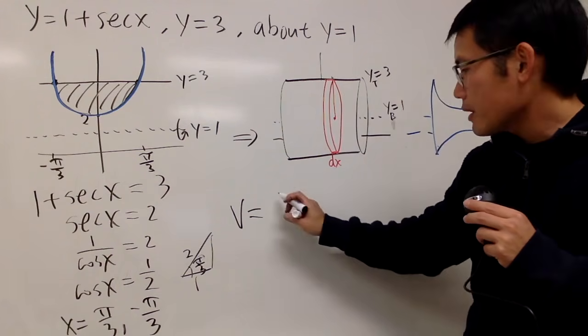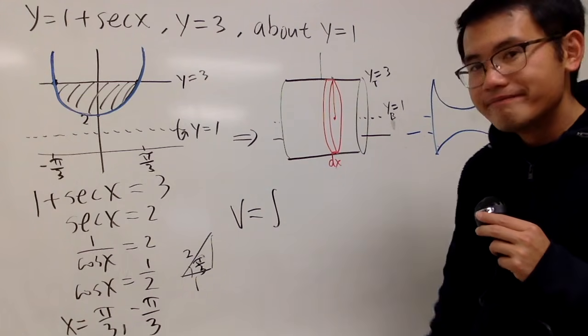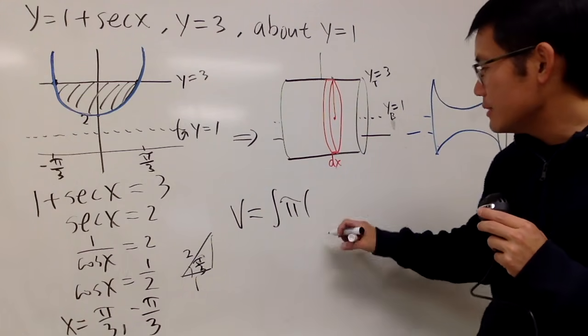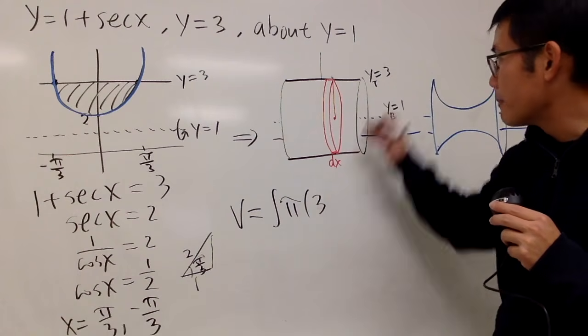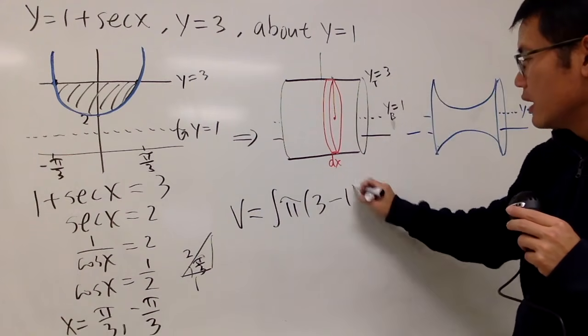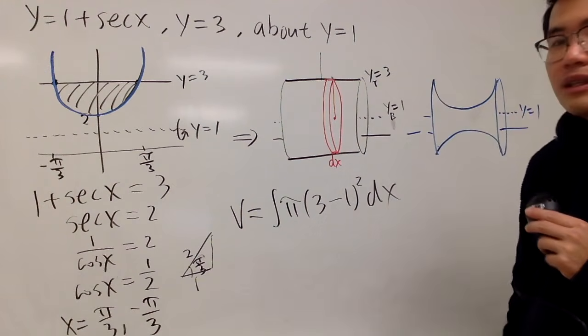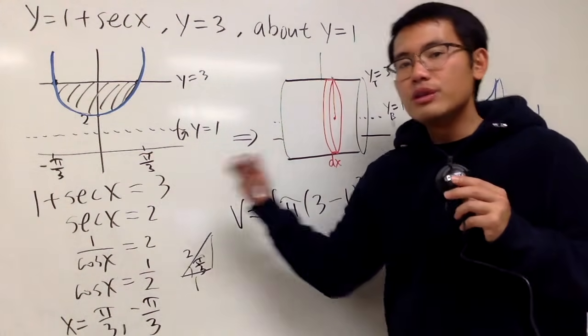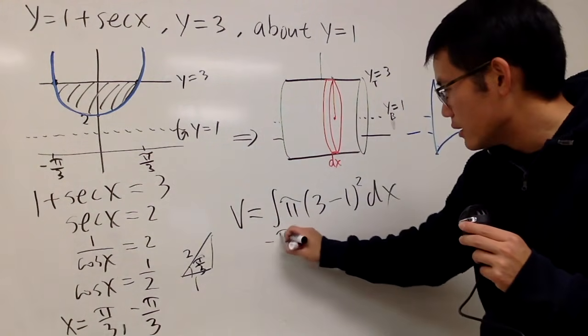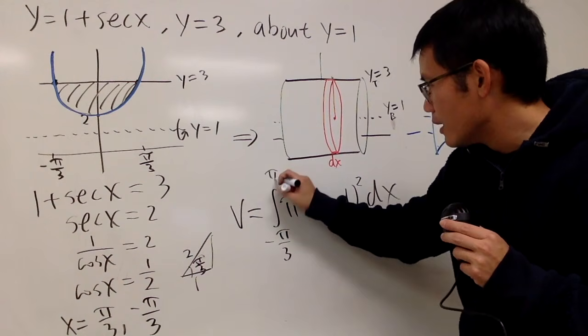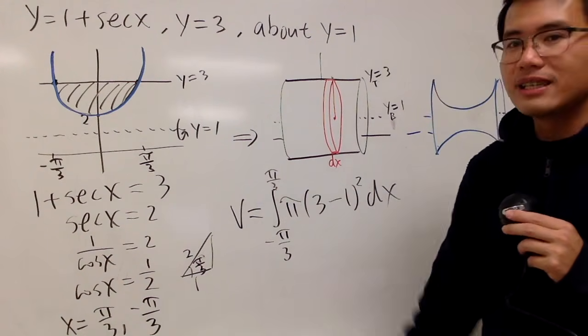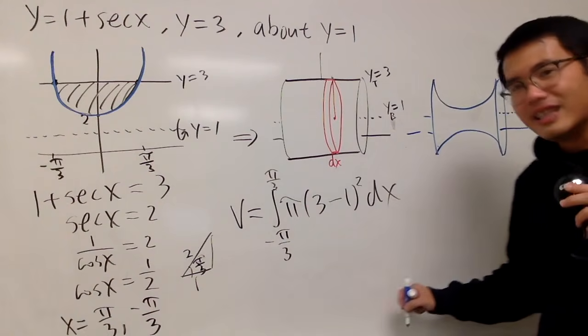So here we go. This is going to be the integral of pi times (3 minus 1), right? The top y minus the bottom y, and then you square that, and then you dx that, and you go from negative pi over 3 to positive pi over 3. Phew, that's the first one. Not so bad. Now, have a look at the second one.